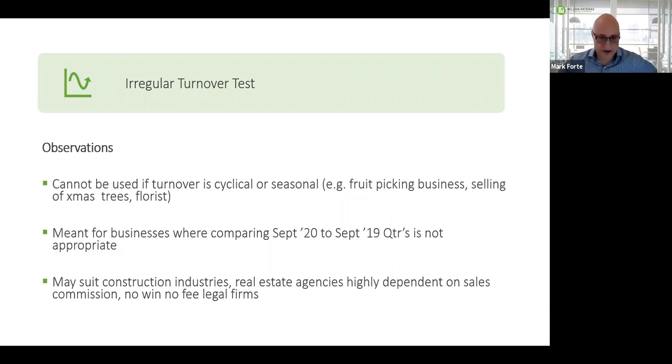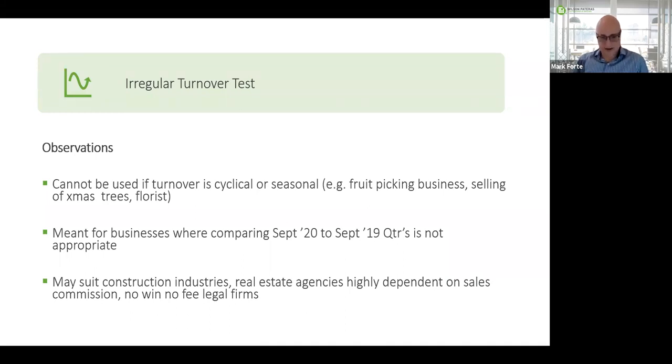So the irregular turnover test. This one cannot be used if the turnover is cyclical or seasonal. So you think of businesses that are cyclical, obviously fruit picking season. That's where a lot of the turnover is made in those types of businesses. Selling Christmas trees is going to happen round about now, leading into Christmas. So a lot of their turnover will be over the next couple of months or so.